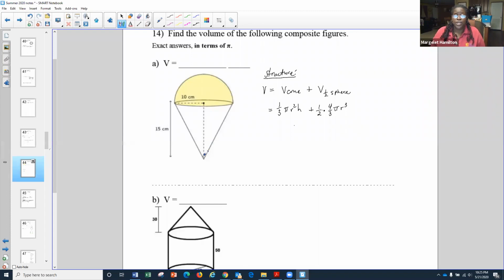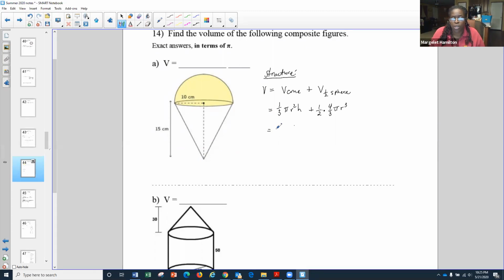All right, so we know the height of the cone. Do you see that there? 15. And then we know the radius, 10. So we're good to go with the cone. Then the sphere, we only need to know the radius of it, and we have that right there. So we're good to go with all our parts. Now let's start plugging it in.